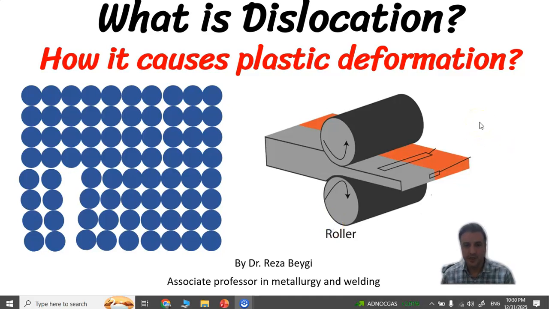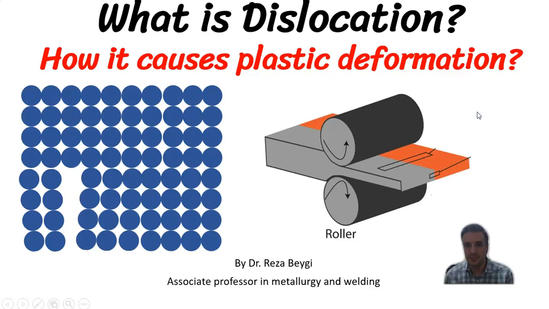In this video I am going to talk about the dislocation and how dislocation facilitates plastic deformation in metals and alloys. Before going further into the details of the dislocation, I wanted to show you a movie of a worm, of how a worm moves its body on the ground.